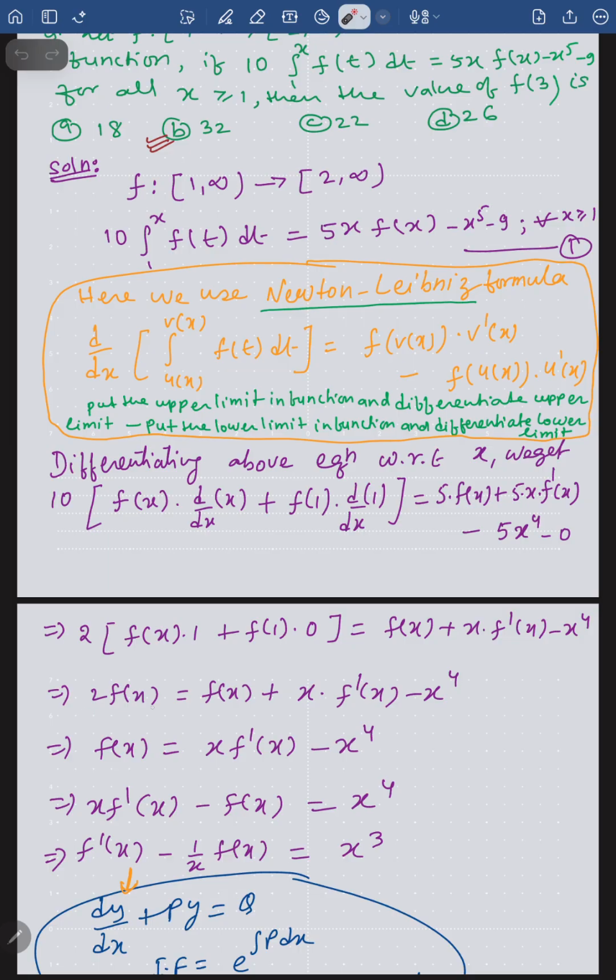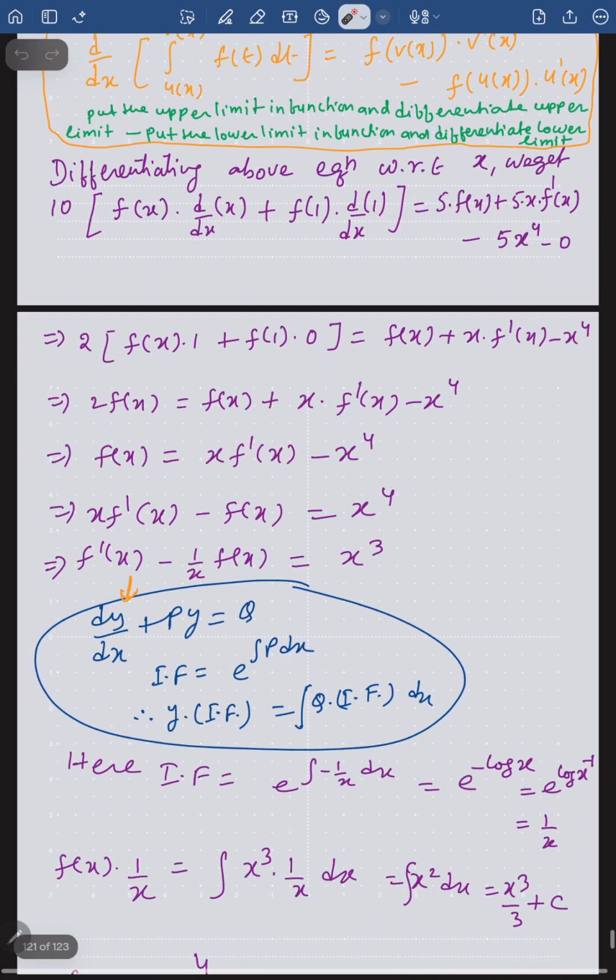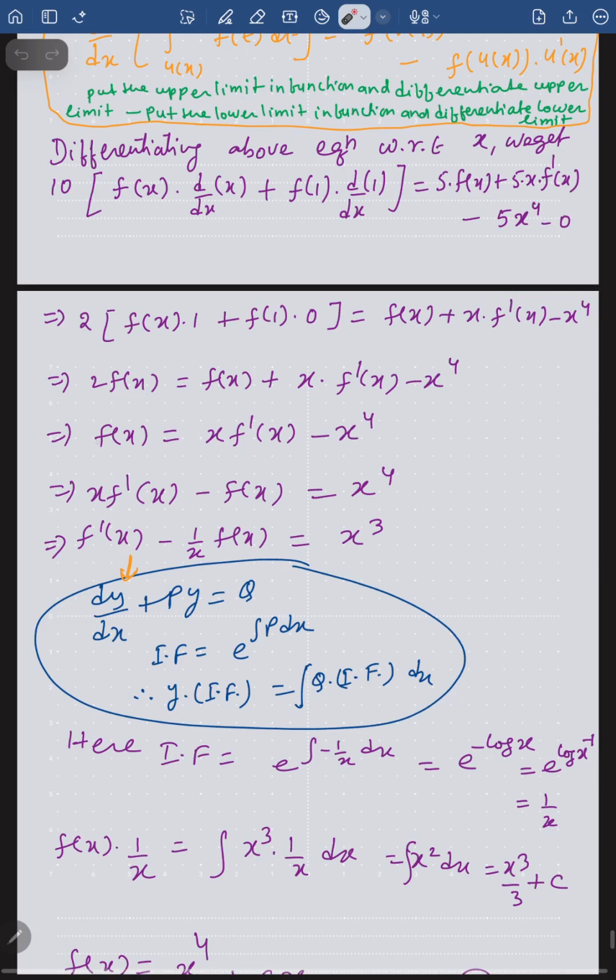So next, 2 into f(x) plus x f'(x) minus x power 4. This term is 0. When you solve this, twice f(x) minus f(x) will give you f(x), and x f'(x) minus x power 4. So next, x f'(x) will be kept here, minus f(x), and this x^4 with minus sign will go to the left hand side. So finally your equation will be of this format: x f'(x) minus f(x) equals x power 4.